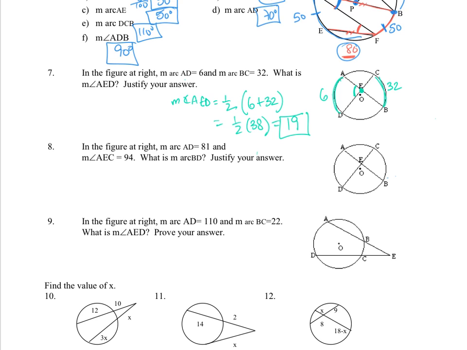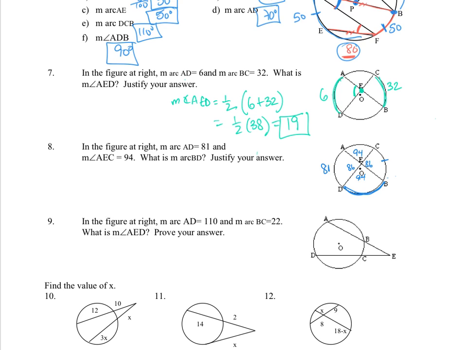On number 8, it says the figure at the right with arc AD equaling 81 degrees. Arc AD is 81, and the measure of angle AEC is 94. What is the measure of arc BD down here? All right, so if this is 94, I can find what each of these are. I could find what arc CB is. I know that this will be 94 here, vertical angles. I know that 180 minus that 94 will give me 86, what this is, and that's 86 on that side as well.